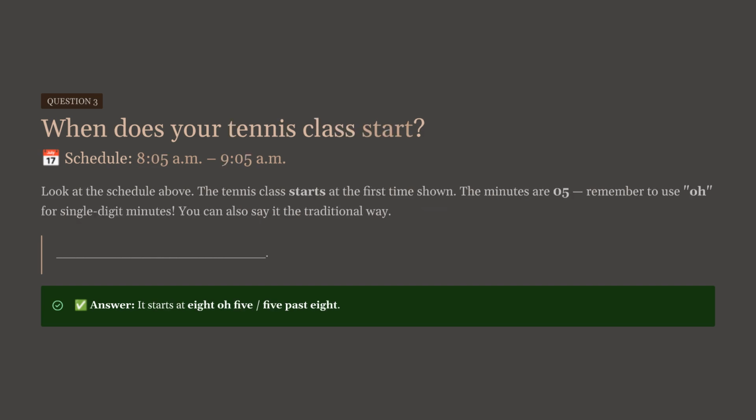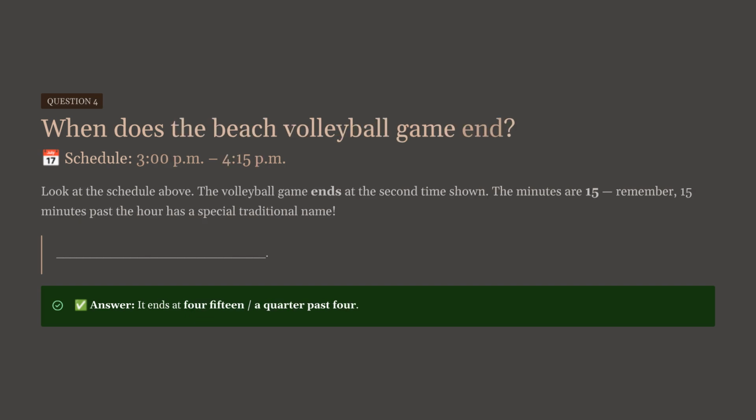Question 3. When does your tennis class start? The schedule says 8:05 a.m. to 9:05 a.m. The minutes are O 5, so we say it starts at 8 O 5 or 5 past 8. Question 4. When does the beach volleyball game end? The schedule says 3 p.m. to 4:15 p.m. It ends at 4:15 or a quarter past 4.